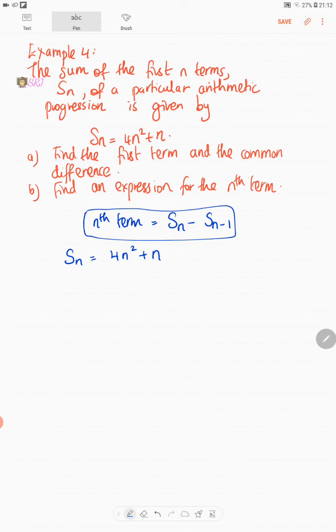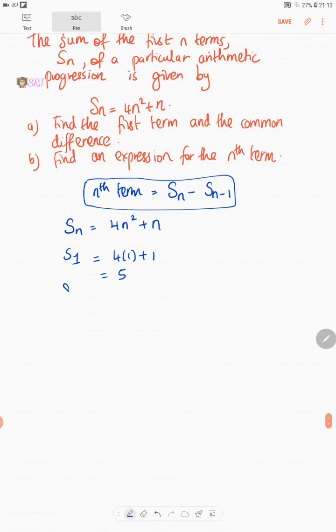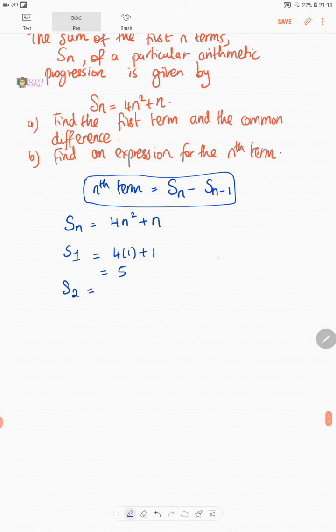So we can use the sum of the first term, that is S1, and we can use S2. So S1 is equal to 4 times 1 plus 1, which is equal to 5. So S1 means the sum of the first term is 5. So the first term must be 5. This is A.